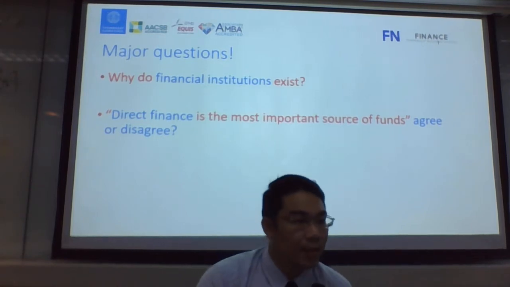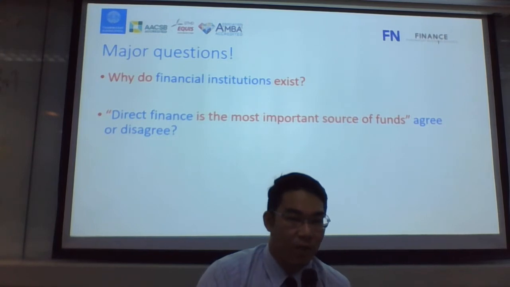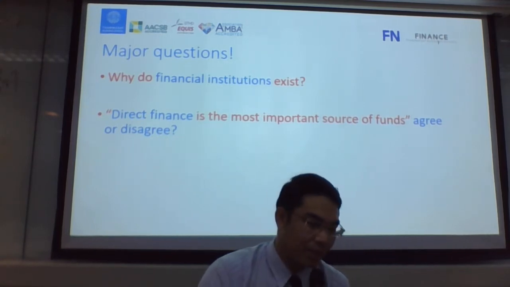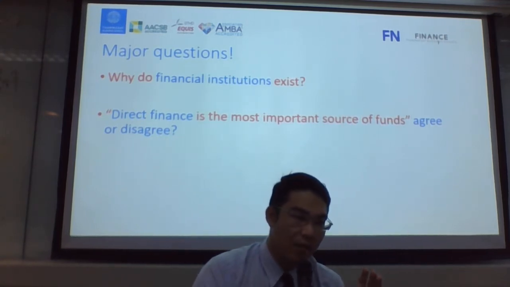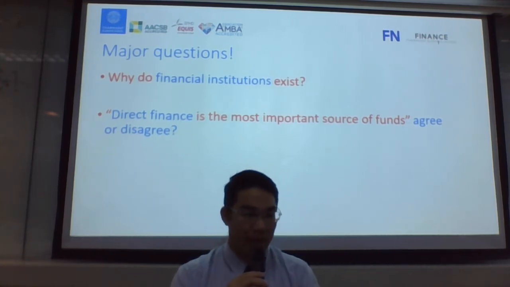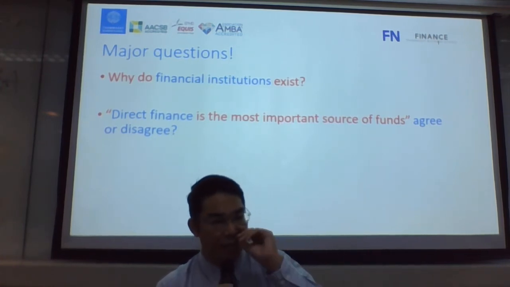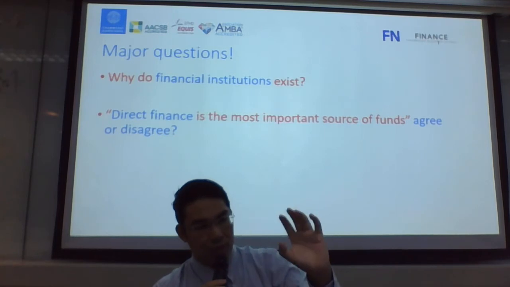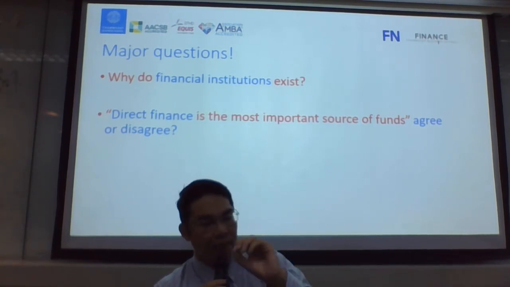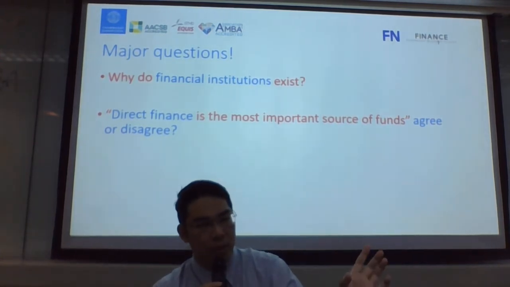Okay? So we have it because we have asymmetric information. And when we have asymmetric information, our financial transactions are very costly in terms of time and in terms of money. And as your friend mentioned, the goal of the financial institutions is to maximize the profit, okay, maximize the profit.